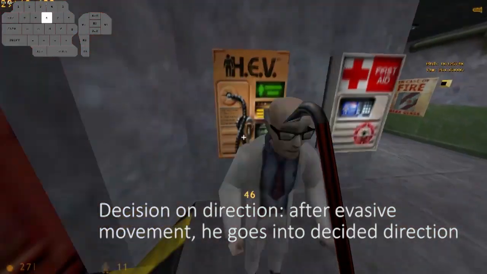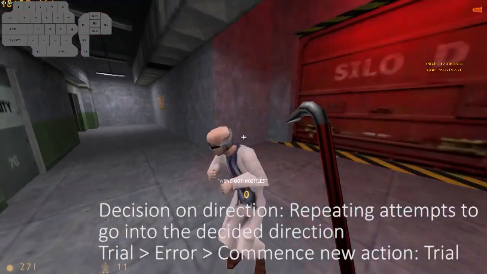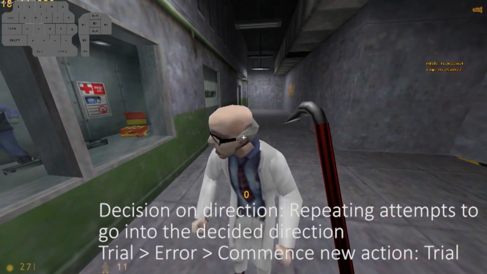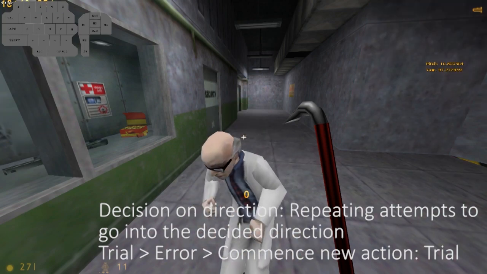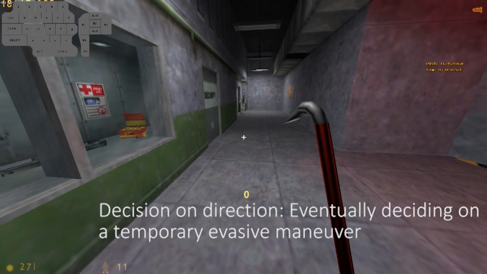Very much like Barney trying to walk into a wall, here we see the trial and error procedure of the scientist wanting to go down the hallway until he realizes the decision cannot be put into action and at least temporarily has to be changed.